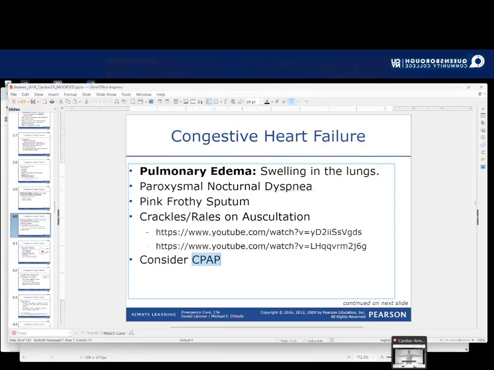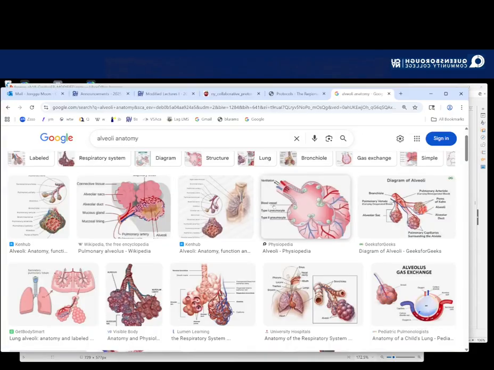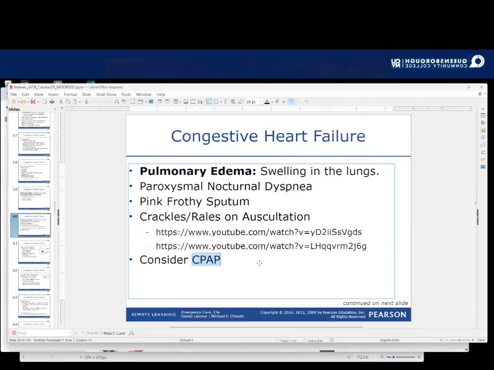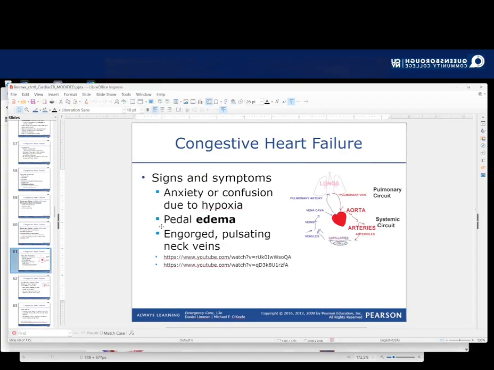When you're putting pressure down from the mouth into the bronchioles, into the alveoli, that air pressure is pushing water out of the alveoli, allowing the alveoli to work as intended, and the patient can breathe again. So that's how continuous positive airway pressure works.